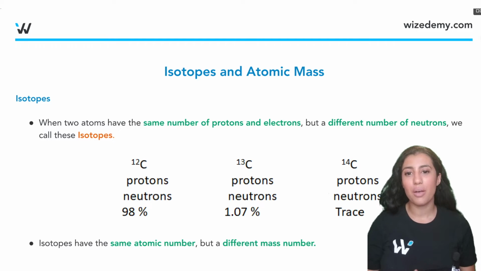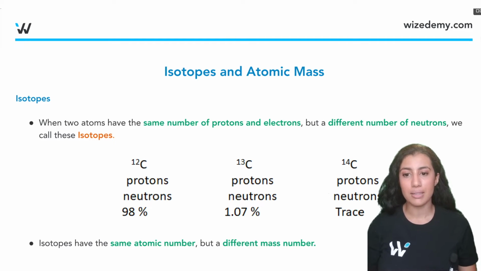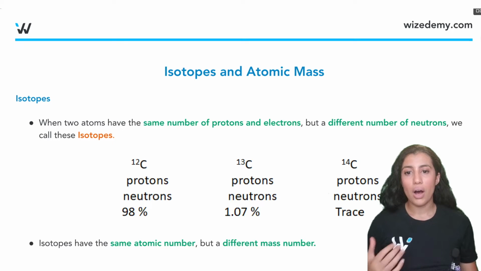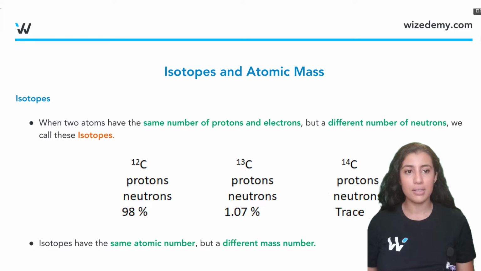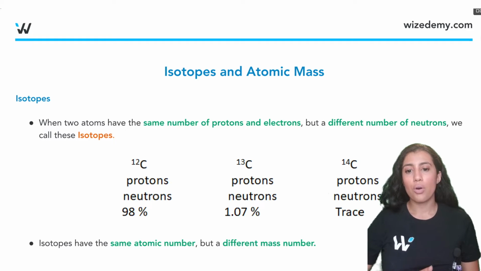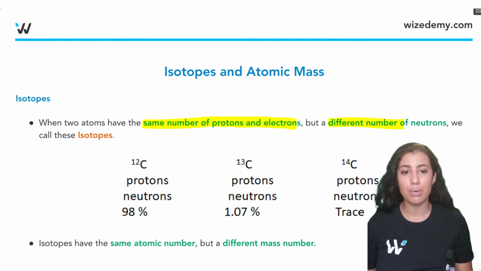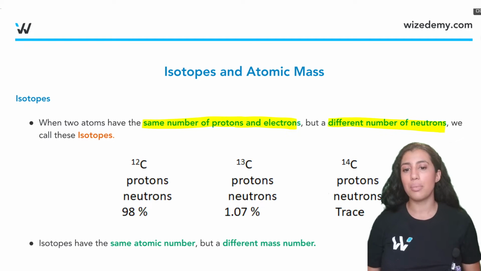Okay, so now let's talk about isotopes and atomic mass. So all an isotope is, is a version of an element, which will make more sense when we look at an example, that has the same number of protons and electrons, but it has a different number of neutrons. So let's take an example of carbon.